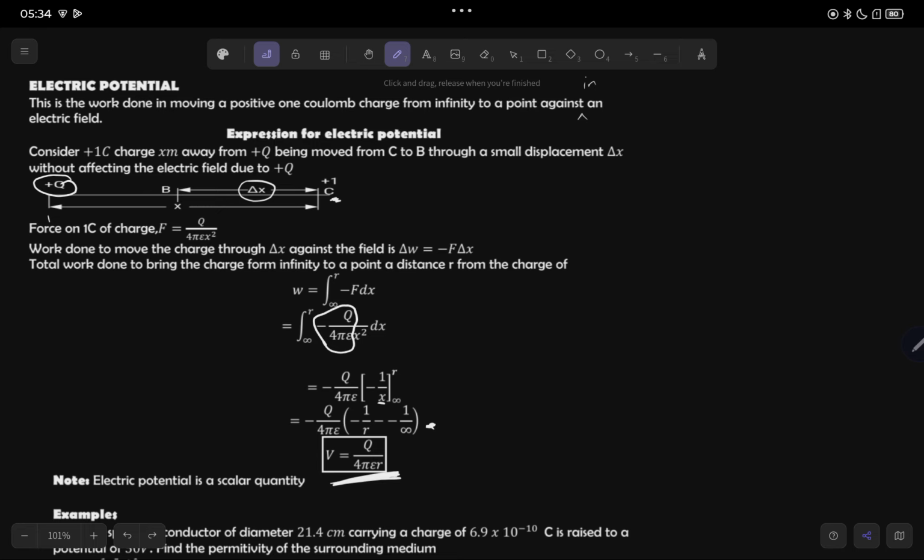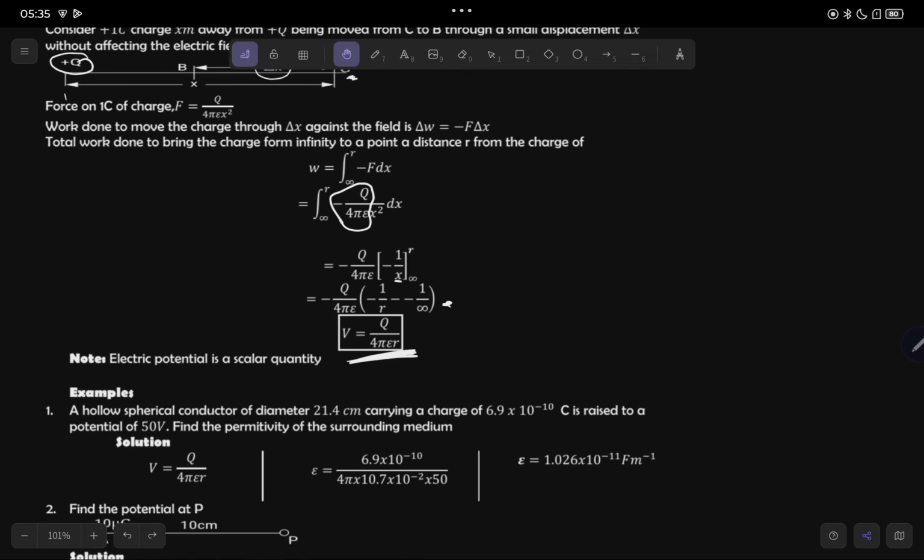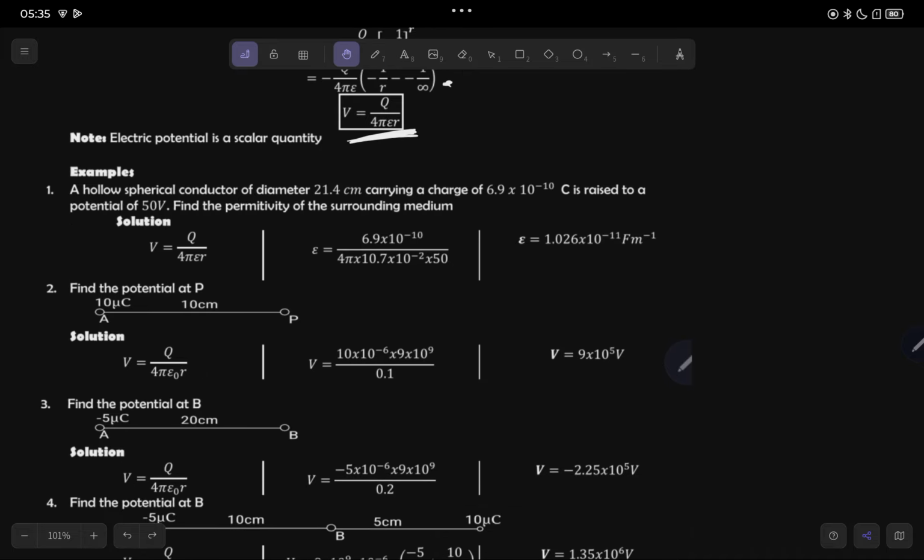Also, we shall observe that when it comes to electric potential, we shall be substituting the charges with their signs. If it's a positive charge, we put the positive in the formula. If it's a negative charge, we substitute it as a negative value. We have some examples here.